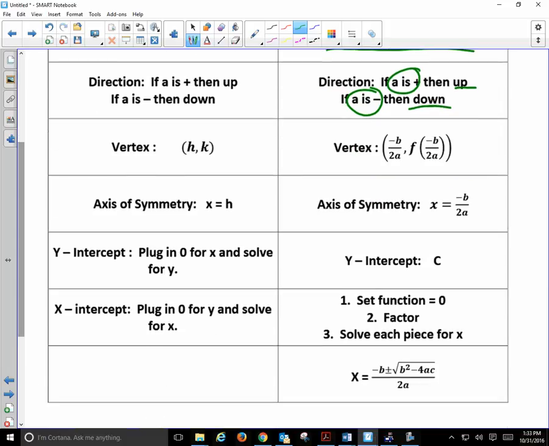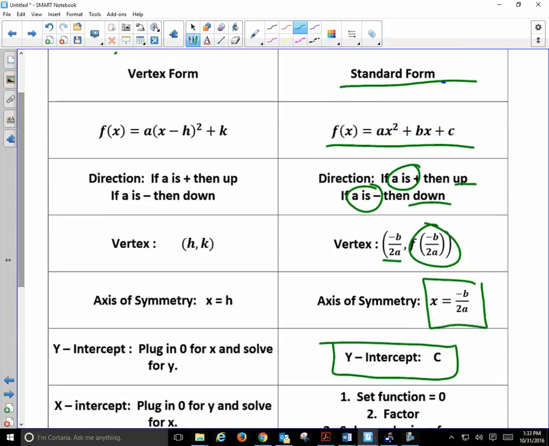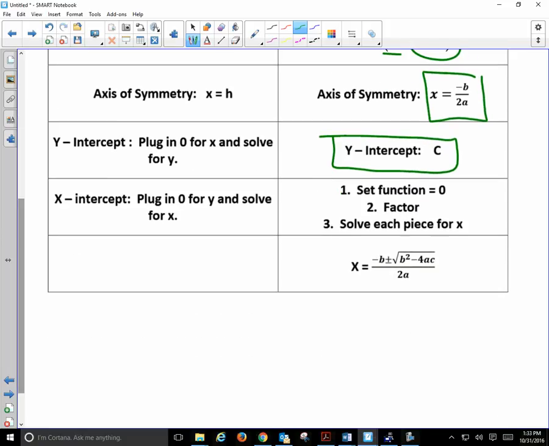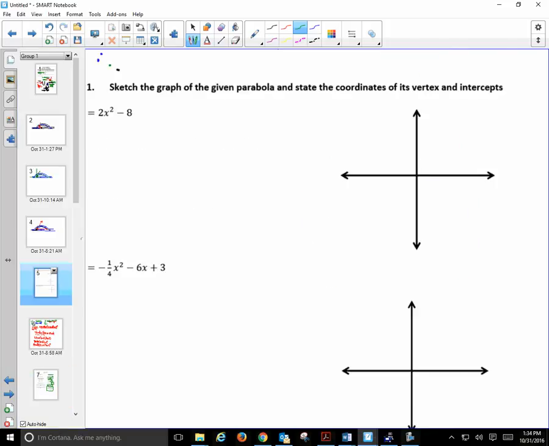We talk about the vertex, negative b divided by 2a, and f of negative b divided by 2a. The axis of symmetry divides it in half. It is a vertical line, and it will be x equals negative b divided by 2a, always the x value of the vertex. The y-intercept is super easy. It's always just this constant right here, because when you plug in 0, that's what you get. And for finding the x-intercepts, we can either factor or use the quadratic formula. That's what we're going to roll through today for 2 examples. And you have a nice worksheet.